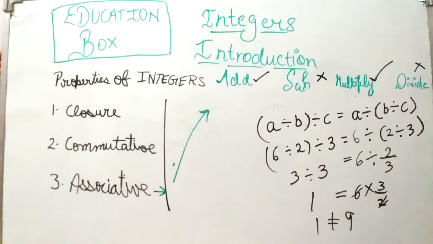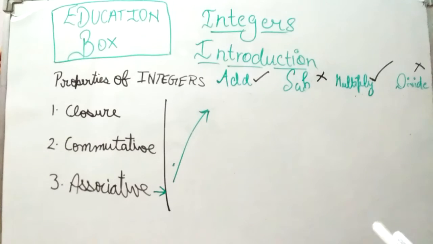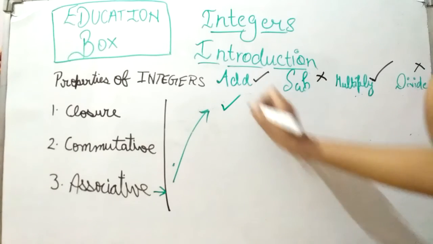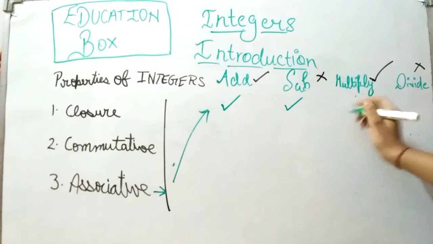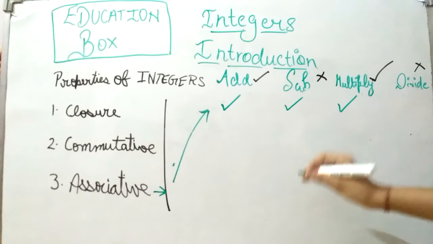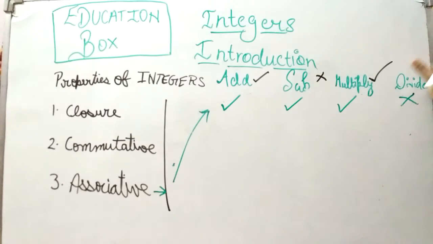So from all this, we can conclude that in closure property, addition works. In subtraction, closure property also works. In multiplication, closure property also works. But in division it does not work.